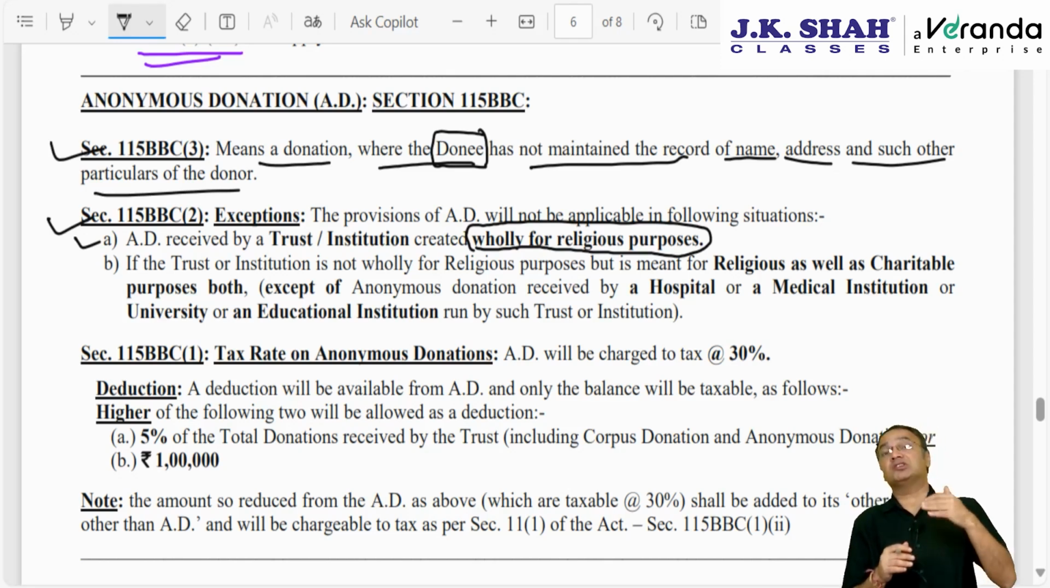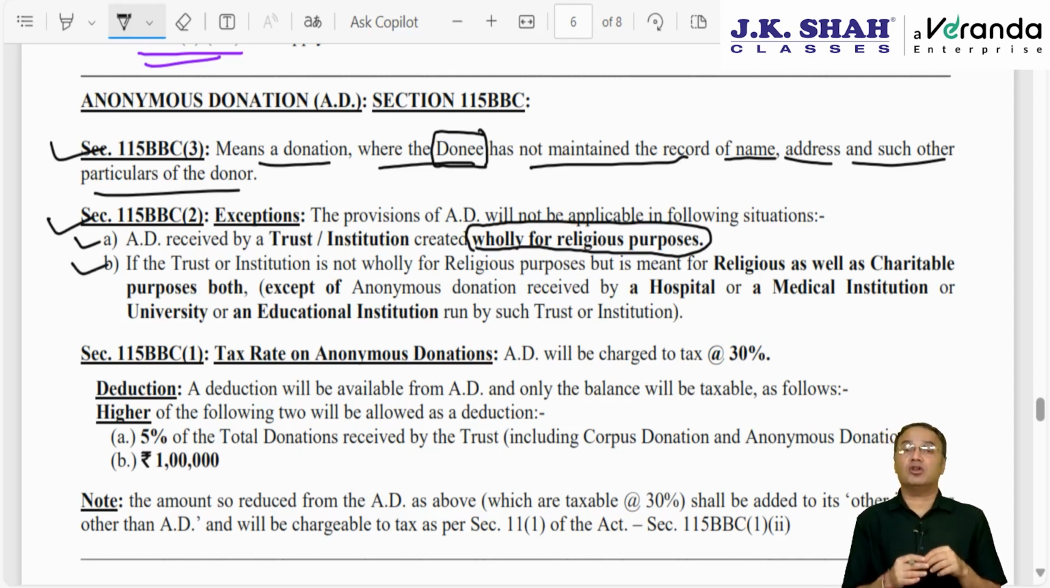Meaning thereby the trust is registered with the charity commissioner or with the income tax department as a religious trust. Second, in case the trust is registered for religious as well as charitable purposes both. First one is only for religious purposes, second one is religious as well as charitable purposes both. But here there are 2 points. Number 1, the trust is for religious as well as charitable purposes, but in case the anonymous donation is received by a school, university or educational institution or a hospital or a medical institution run by such trust, then the anonymous donation will be taxed at 30% rate. It will not be an exception.